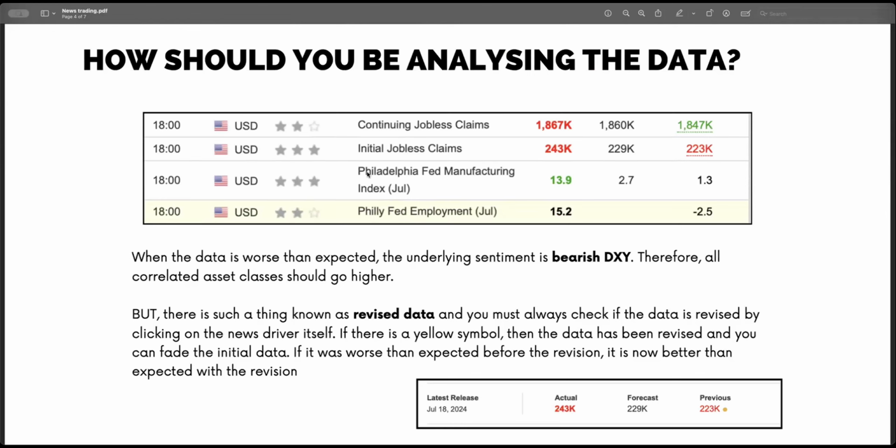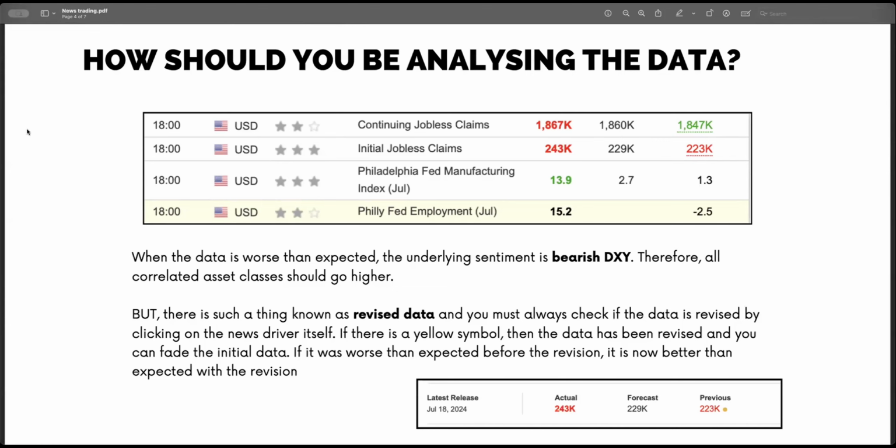So when the data is worse than expected, the underlying sentiment is bearish dollar index, vice versa for bullish dollar index. Therefore, all correlated asset classes should go higher, not lower, higher. However, you have to understand that there is such a thing known as revised data. You must check if the data is revised by clicking on the news driver itself. Okay? If there is a yellow symbol, then the data has been revised and you can fade the initial data. If it was worse than expected before the revision, it is now better than expected with the revision.